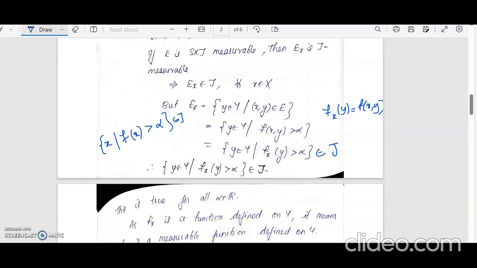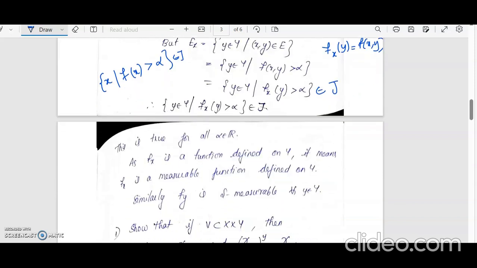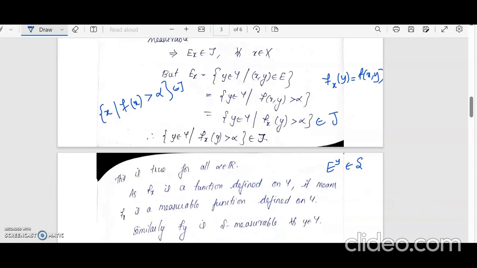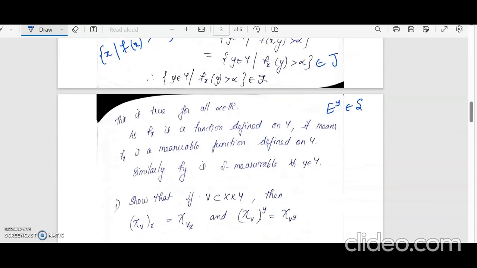So fx is a measurable function on Y, and in the same way we can say that Ex is measurable. Ex belongs to J, so Ex is measurable. In the same way we have Ey belongs to S. Taking Ey belongs to S, again we will have the set of all x belongs to X such that fy is greater than alpha. So again that belongs to S. That way we can conclude that the function fy is also measurable.